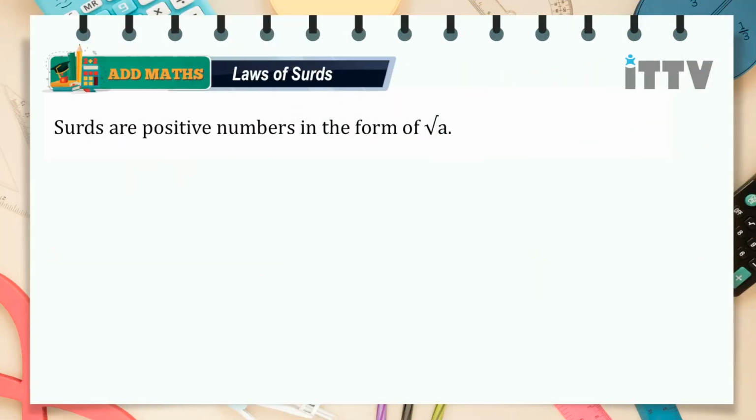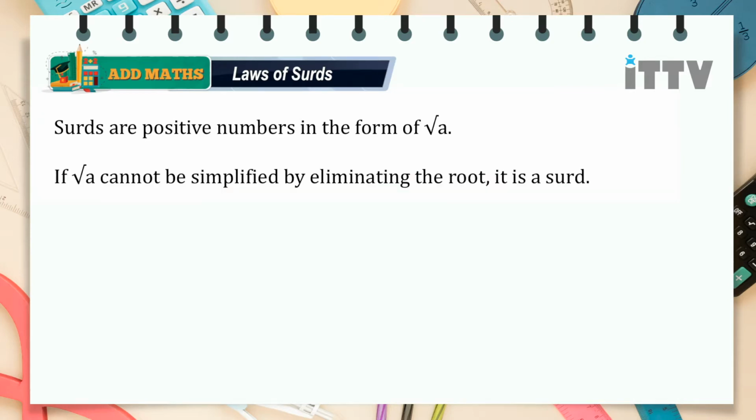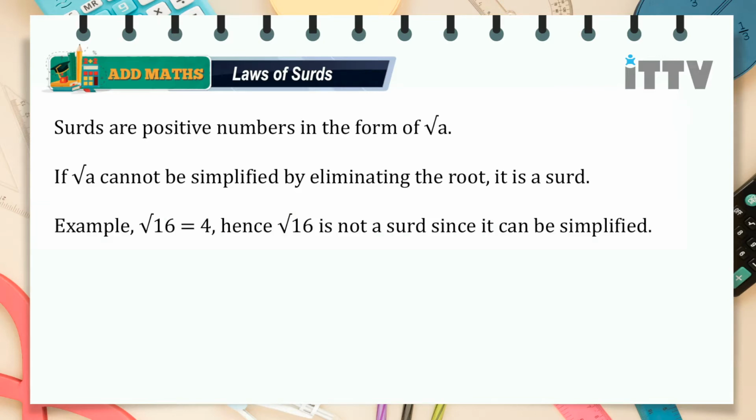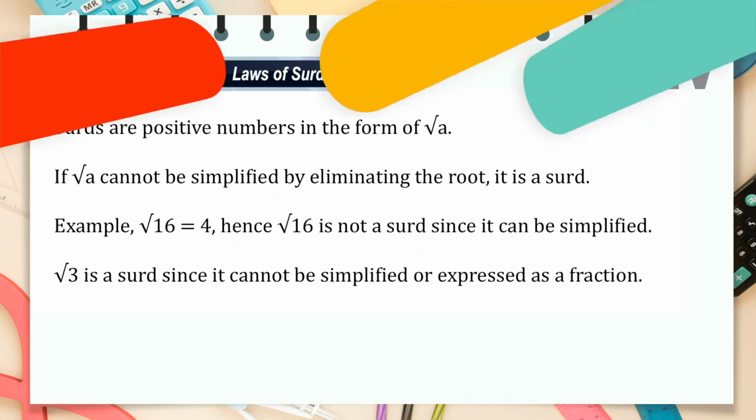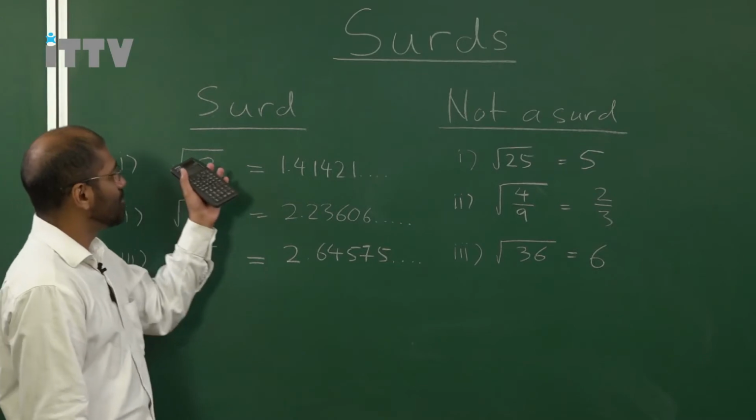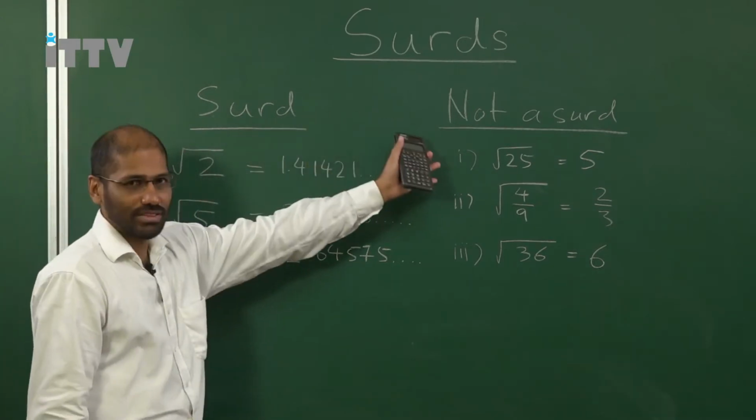Surds are positive numbers in the form of square root a. If square root a cannot be simplified by eliminating the root, it is a surd. For example, square root 16 equals 4. Hence square root 16 is not a surd because it can be simplified. On the other hand, surd 3 is a surd since it cannot be simplified or be expressed as a fraction. These are examples of surds and these are not surds.